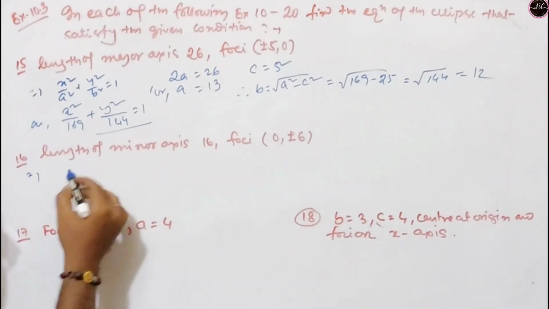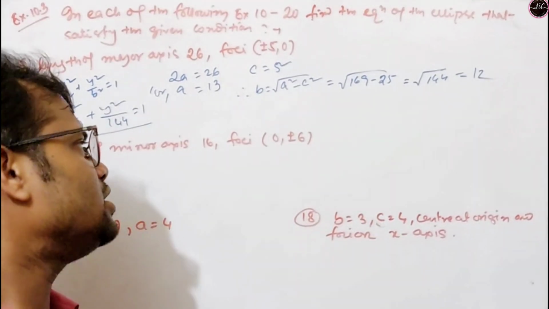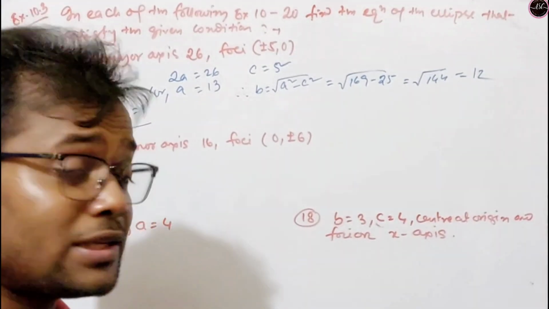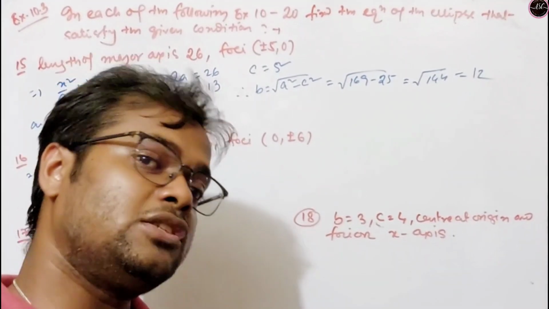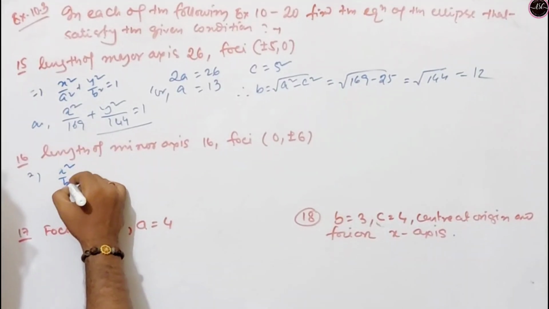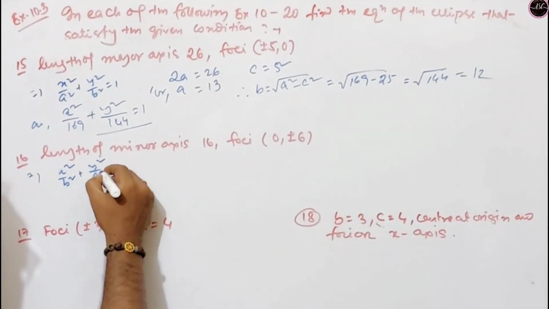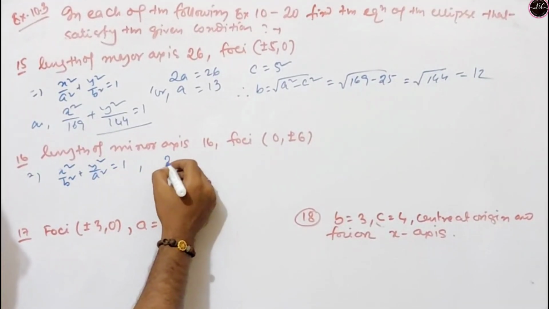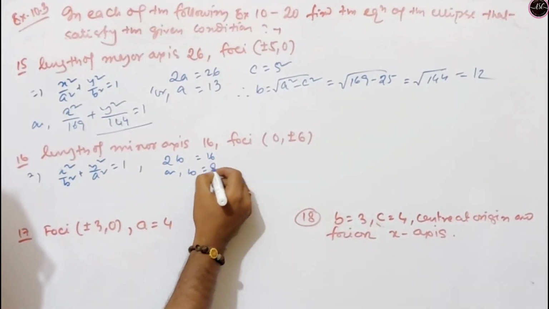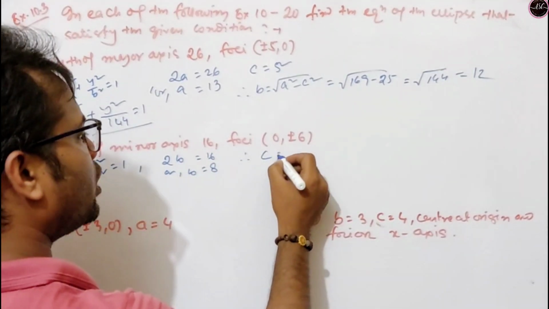Now look at this. The length of the minor axis is 16 and foci is 0 plus minus 6. As the foci is on the y axis, the major axis of the ellipse must be the y axis. So the equation is of this type, x square by b square plus y square by a square equal to 1. So here given 2b, that means the length of the minor axis is 16, or b equal to 8, and c equal to 6.